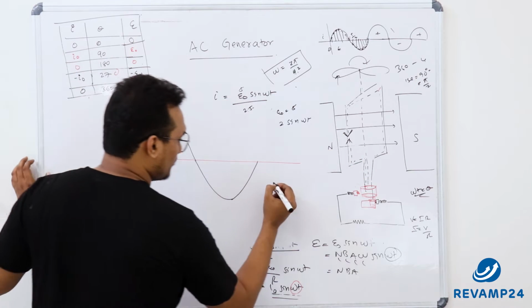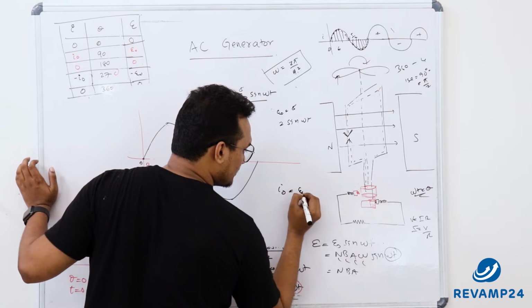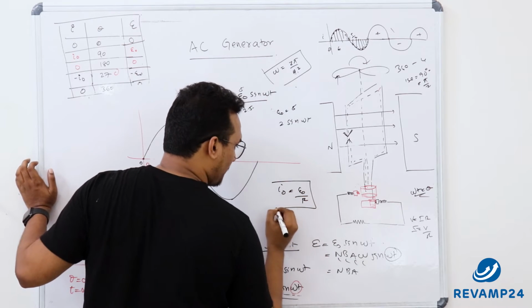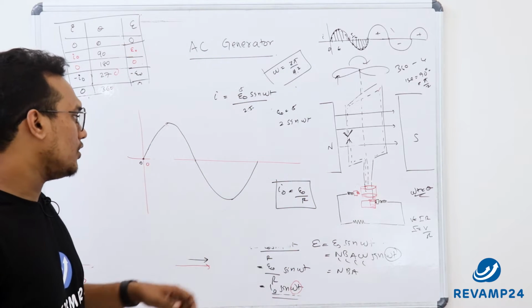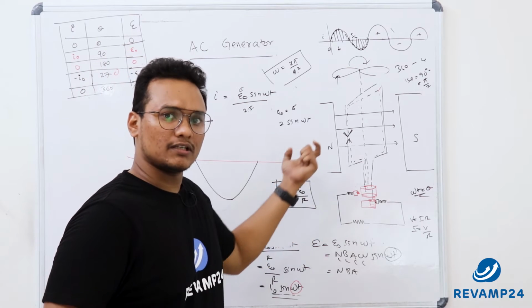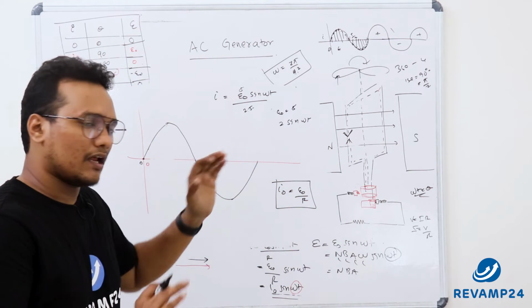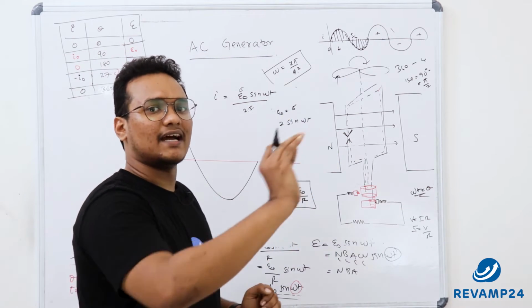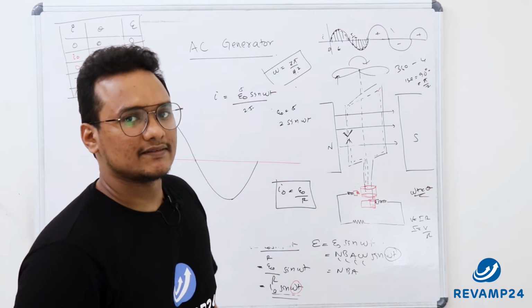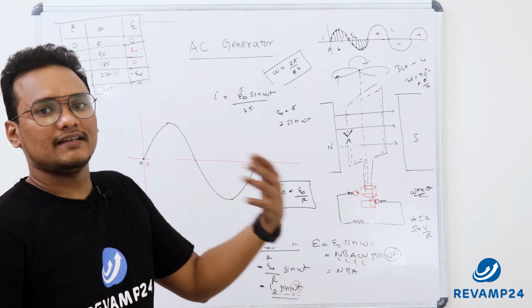Okay, now this is very important. I0 is equal to E0 divided by R. This is a pure resistive circuit. I will tell you the meaning of a pure resistive circuit in the coming lectures. When we only connect resistance in the circuit, it is called a pure resistive circuit. We have capacitors and inductors coming up.